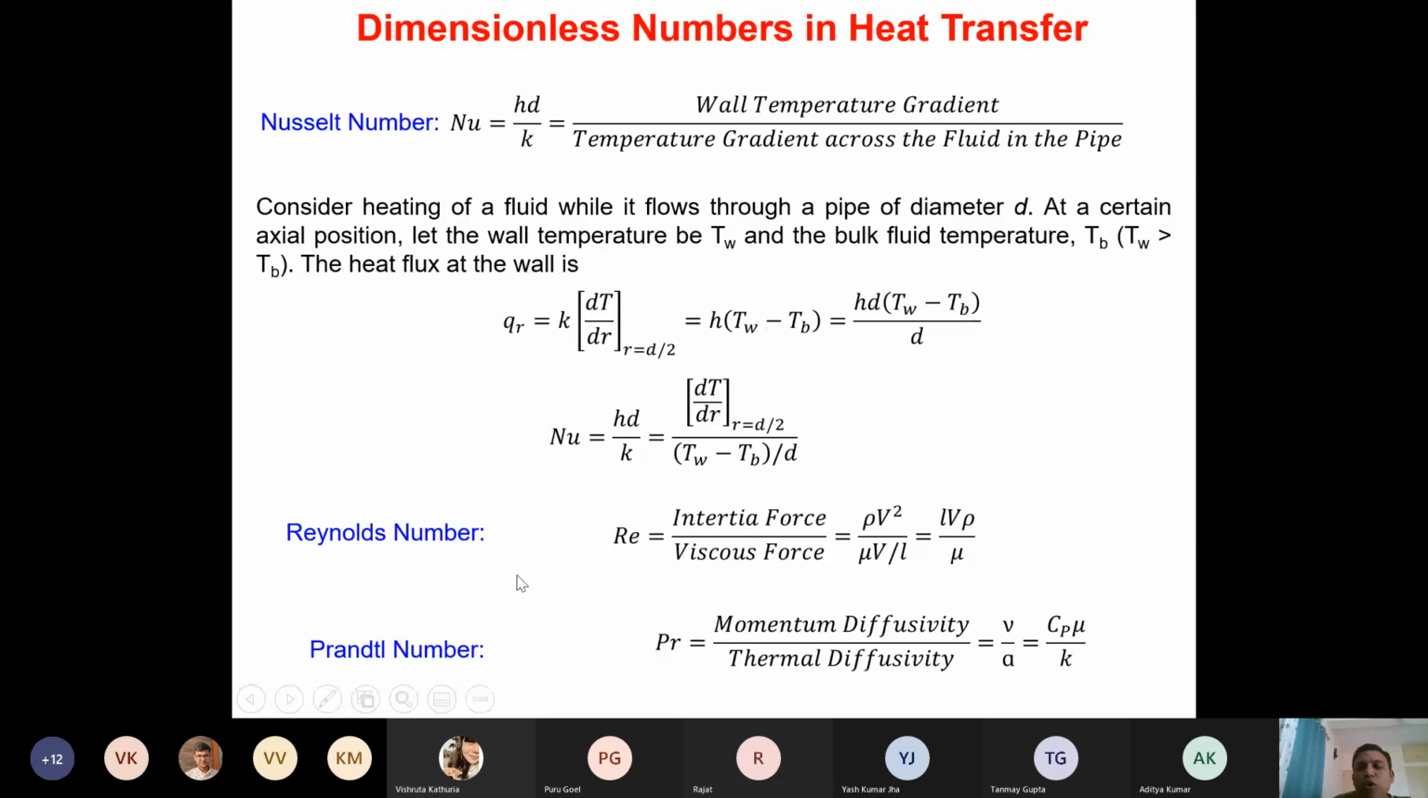Reynolds number, again, I will not go into detail, as you have done it several times in your other courses also. Reynolds number is inertia force by viscous force. Inertia force can be rho v square divided by mu v by L. So that can be rearranged as L V rho by mu. Here we can write it in terms of diameter also. So that becomes d V rho by mu, depending on what we are looking at.